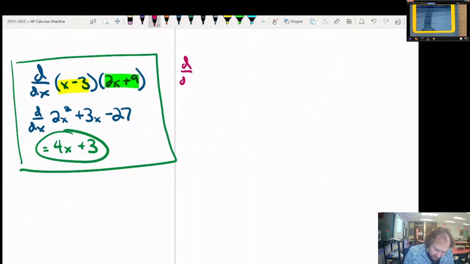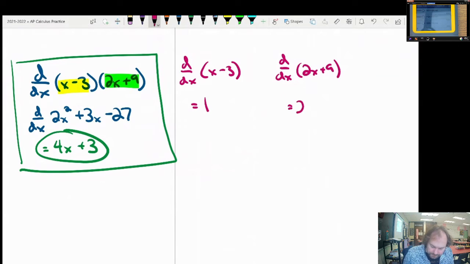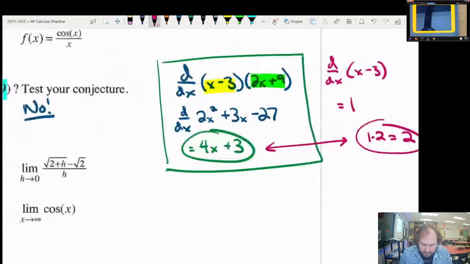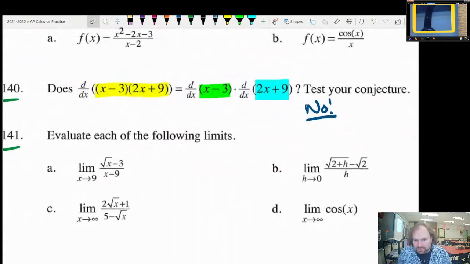First of all, the derivative of just x minus 3 would equal 1. And the derivative of just 2x plus 9, that's just equal to 2. And 1 times 2 equals just 2. So these are not the same thing. What this is proving is that the derivatives do not work this way. You cannot just take the derivative. If you have derivative of two things multiplied together, you cannot just take the derivative of the first and the second and multiply those derivatives.